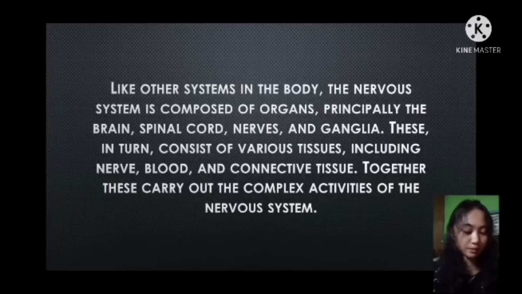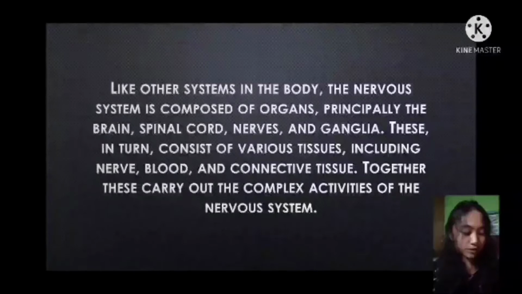Like other systems in the body, the nervous system is composed of organs, principally the brain, spinal cord, nerves, and ganglia. These, in turn, consist of various tissues, including nerve, blood, and connective tissues. Together, these carry out the complex activities of the nervous system.